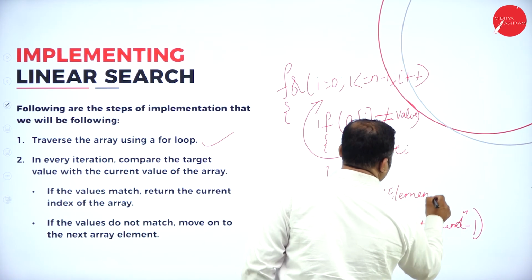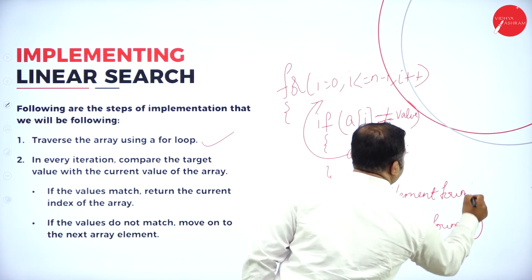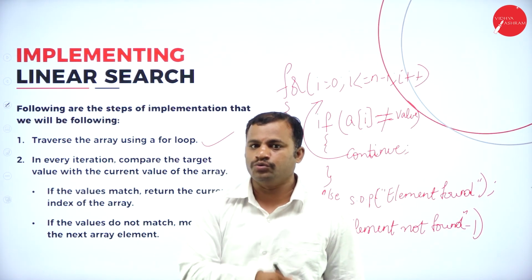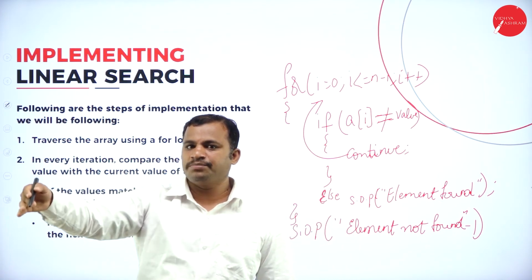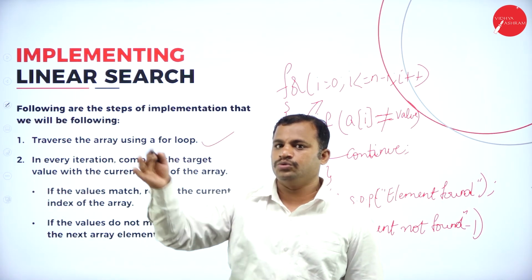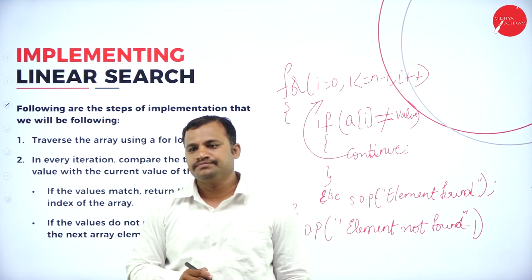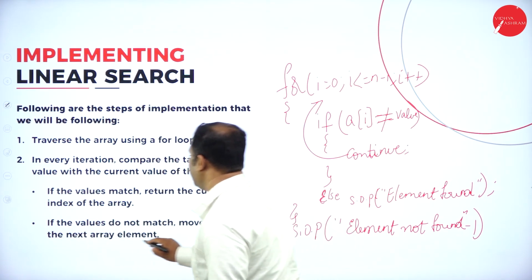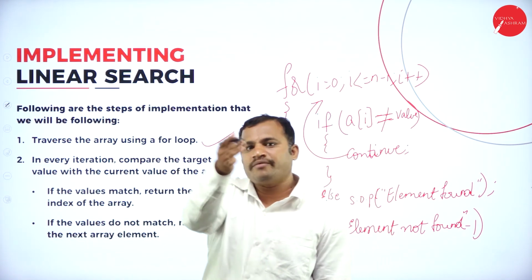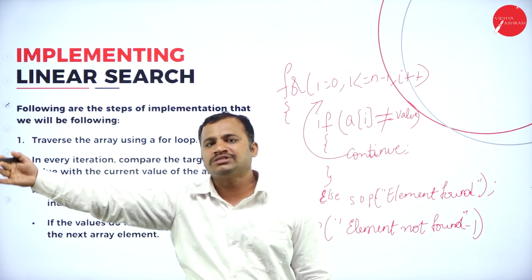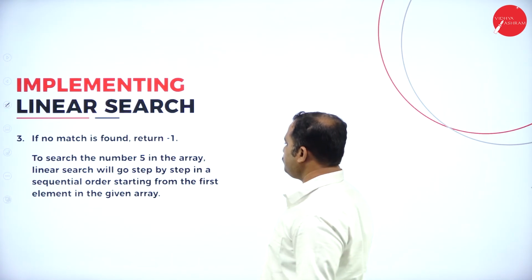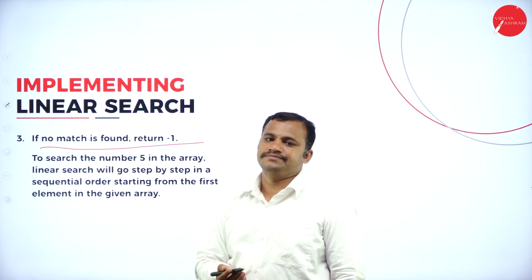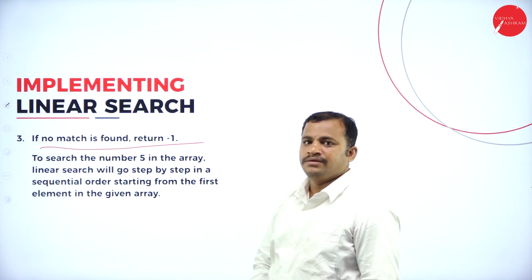What is that element found? The index of that element. What is that index here? Suppose I am searching for 30, what is the index of that? 2. 0, 1, 2, third position. It is starting from 0 to 2. So 2 is the value returned. So that's how the linear search works. If the values do not match, move on to the next array element. That is, sequentially, it moves from one position to the next position, and to the subsequent positions. Similarly, if there is no match, return -1. The same thing it states. That is the linear search.